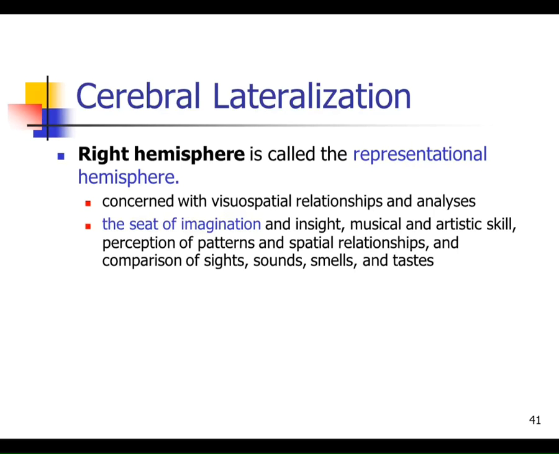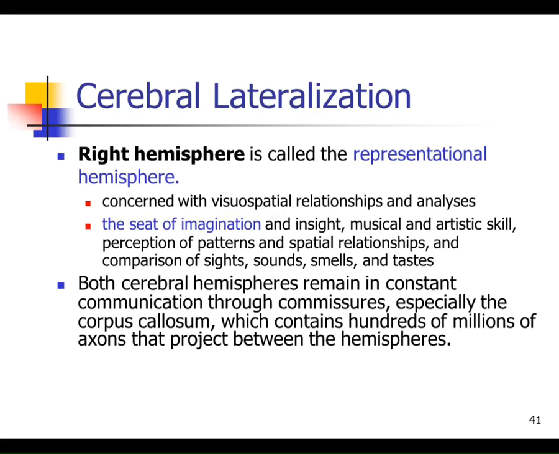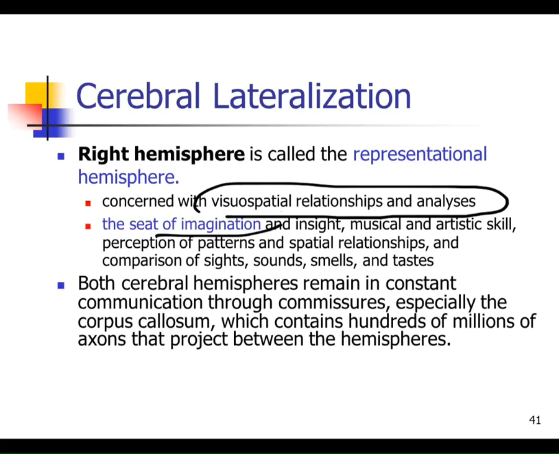What's going on in your right hemisphere? Well, this is your representational hemisphere, and this is the part of your brain that's involved with visual spatial relationships. This is your imagination centers. This is your musical and artistic skills.